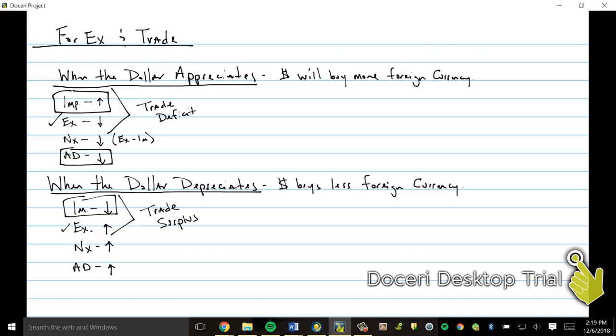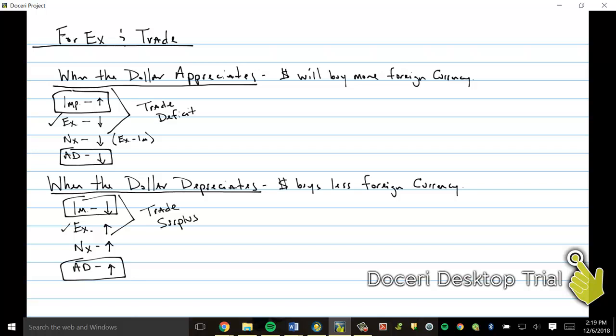And in the end, this trade surplus leads to an increase in net exports, which again is a component of aggregate demand. So ultimately, we can see that when our currency depreciates, the end result is an increase in aggregate demand in our economy.